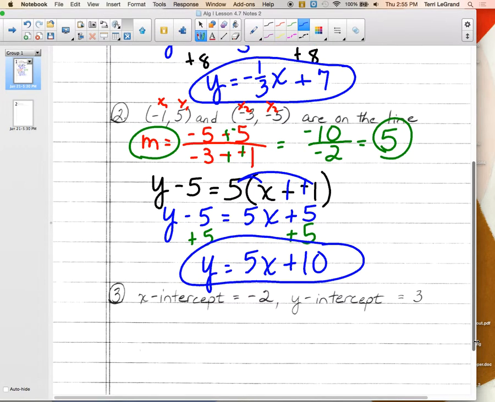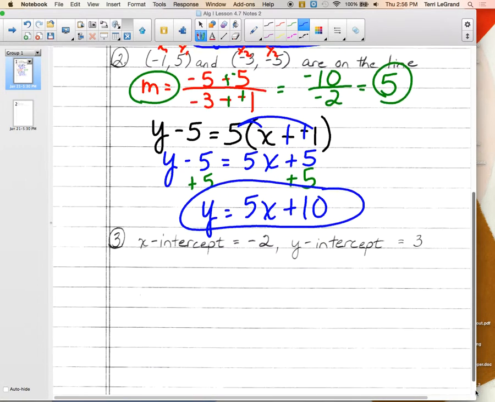Okay, so we did one where they gave us the slope and a point on the line that was not the y-intercept. We did one where they gave us 2 points. Neither of them were the y-intercept. Now we're going to do one where they give us both the intercepts. So what are we going to do there?